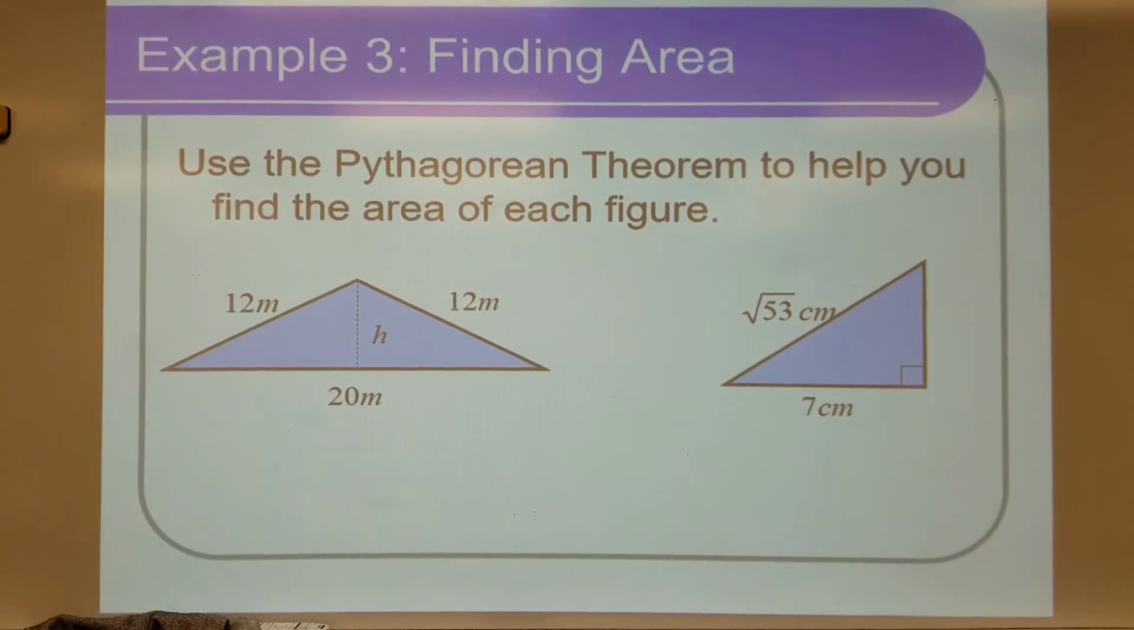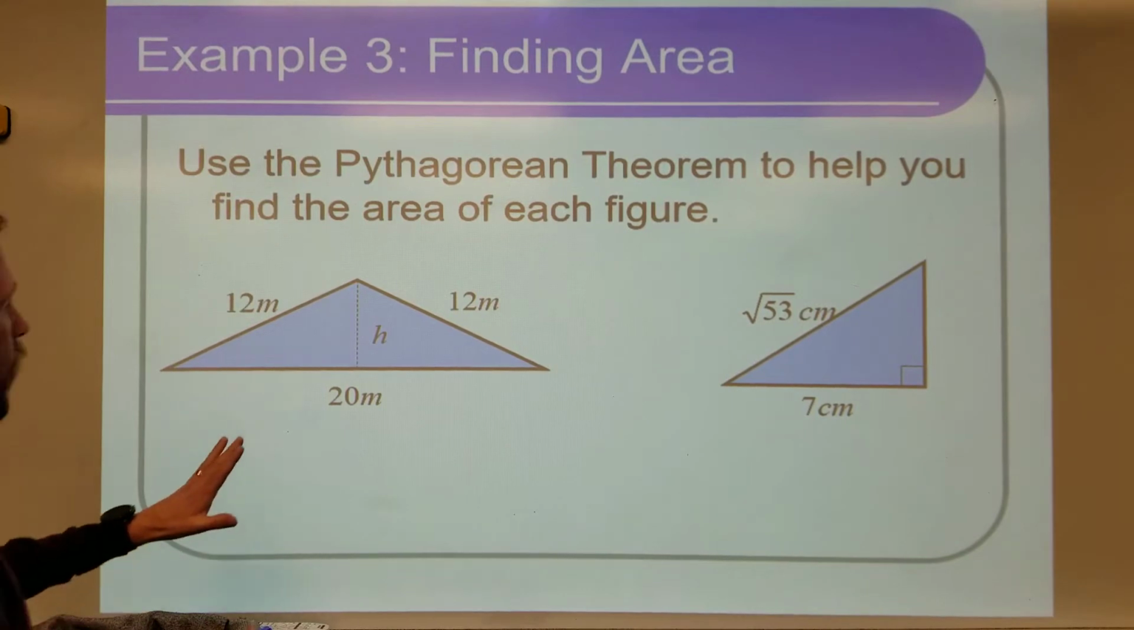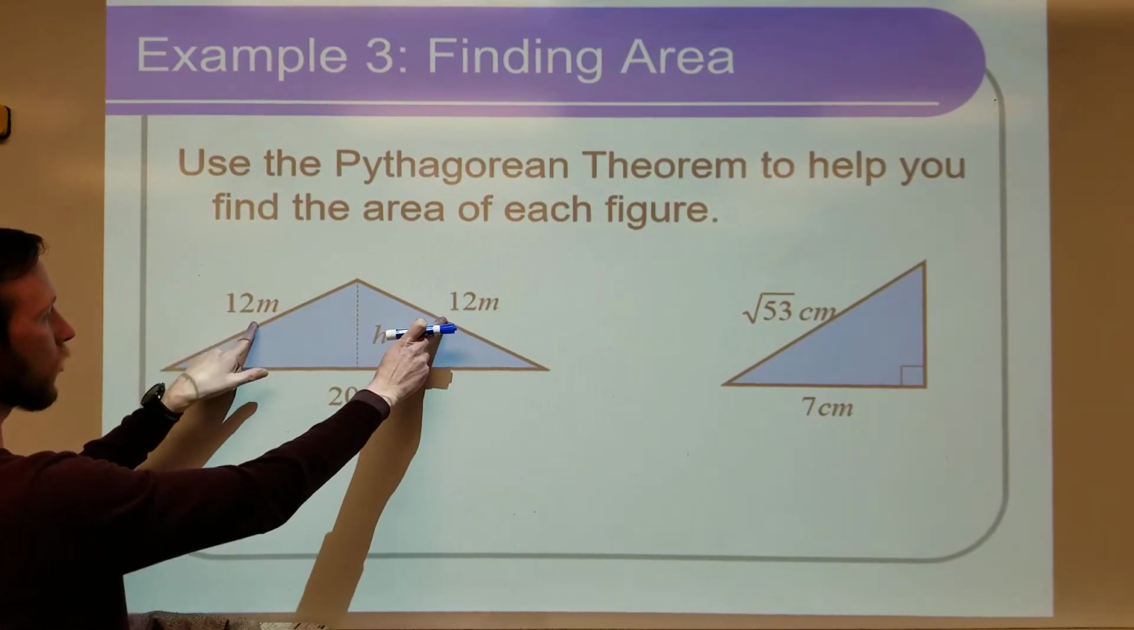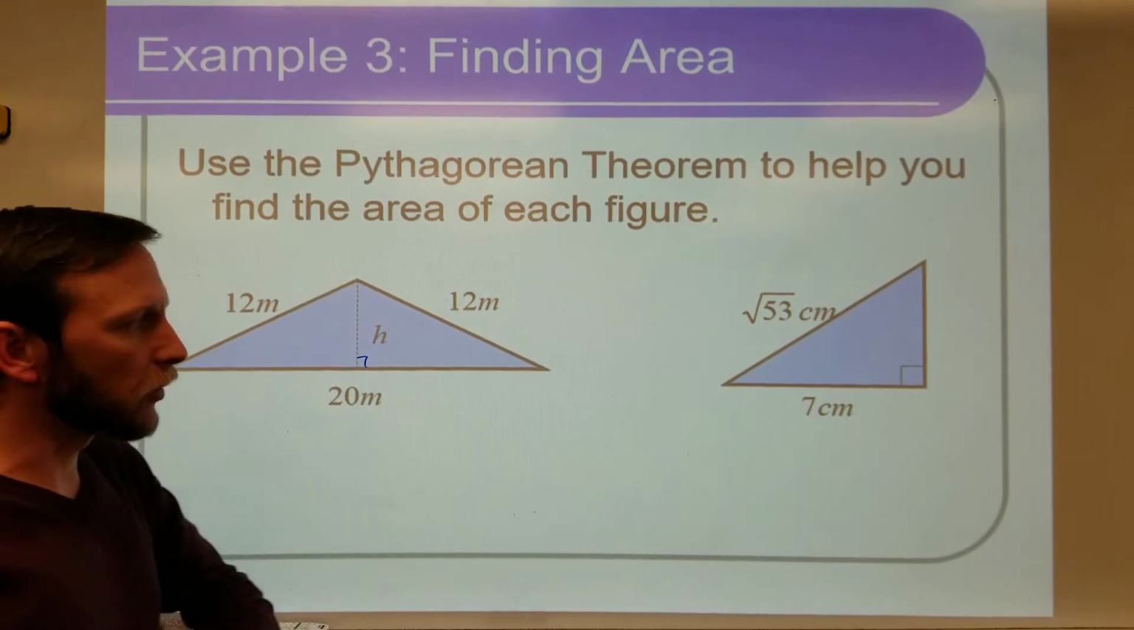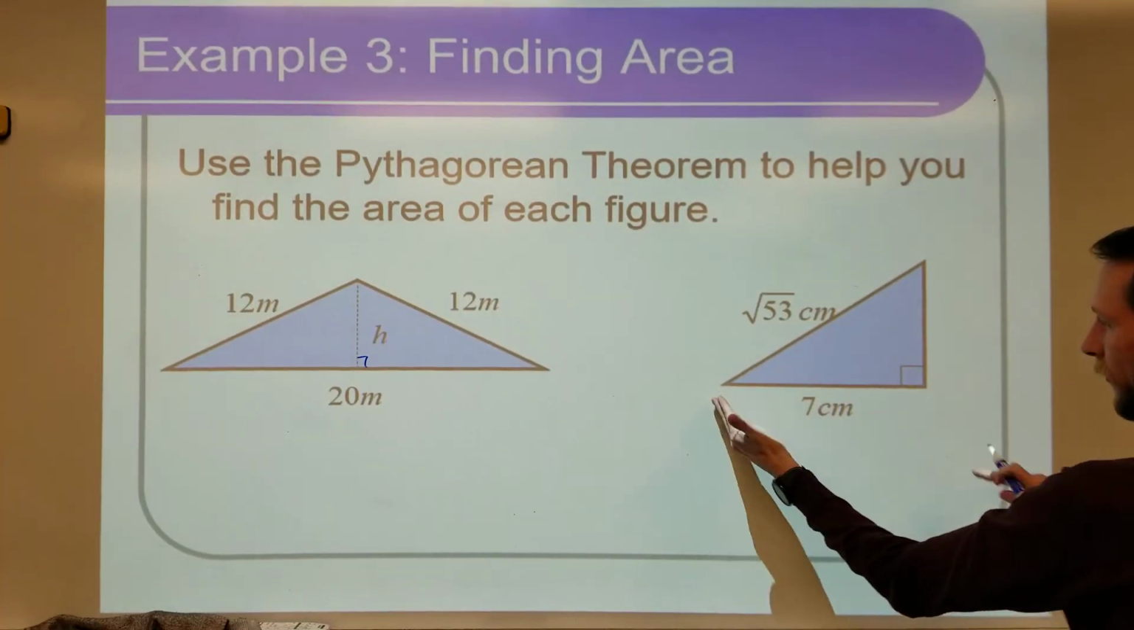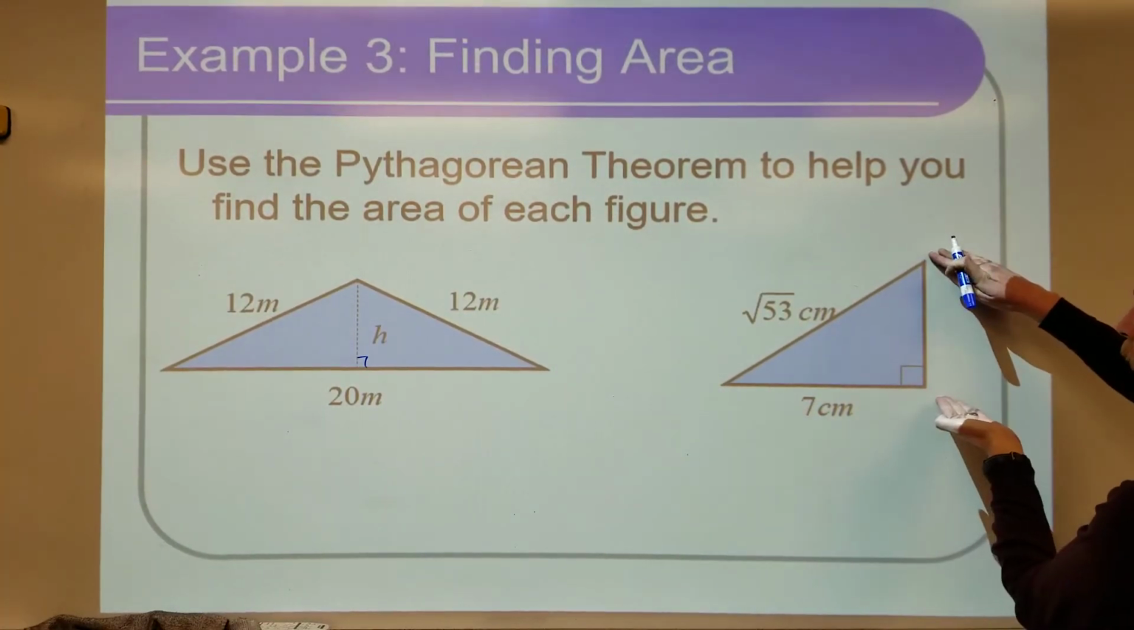The goal here is to be able to apply the Pythagorean theorem so that we can compute the area of these triangles. And as you note, we have here an isosceles triangle, and then we have this altitude drawn here. Over here we have a right triangle. I have a length of one of the legs, but not the other leg.